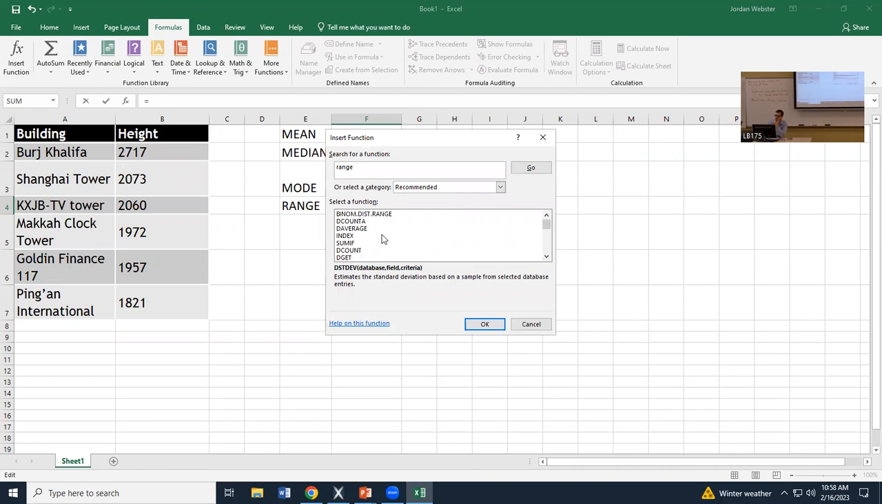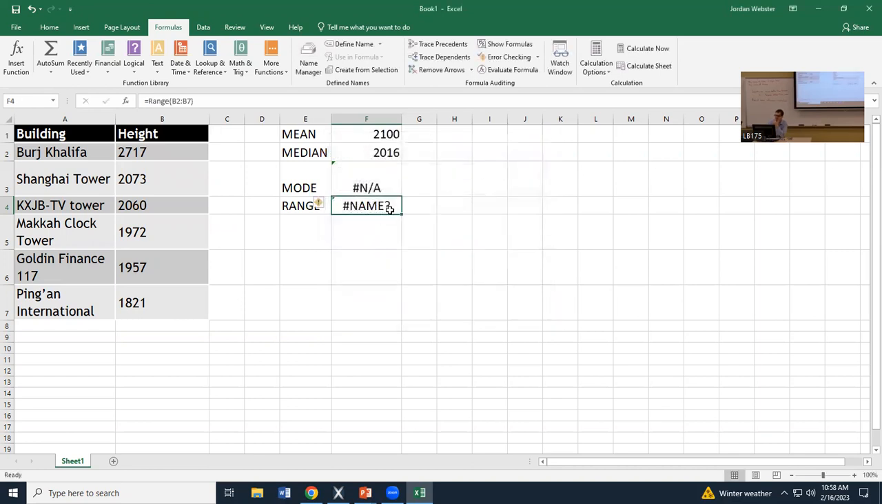There is a maximum though, and minimum. So I guess instead of doing a range, what I could do is say equal to the maximum of these numbers minus the minimum of those numbers. There you go, there's my range. Maximum value minus minimum value.